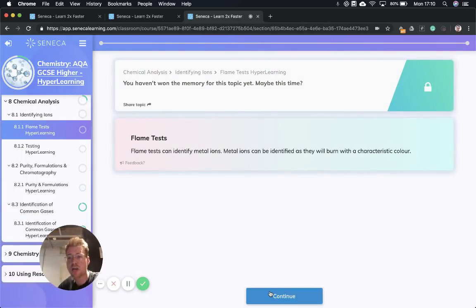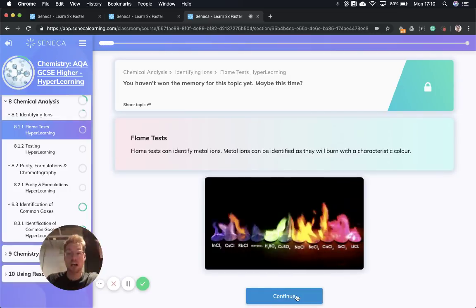What's a flame test, I hear you ask? Well, let me break it down to you step by step. Flame tests are used to identify metal ions. Metal ions can be identified as they will burn with a characteristic color. All the colors of the rainbow.